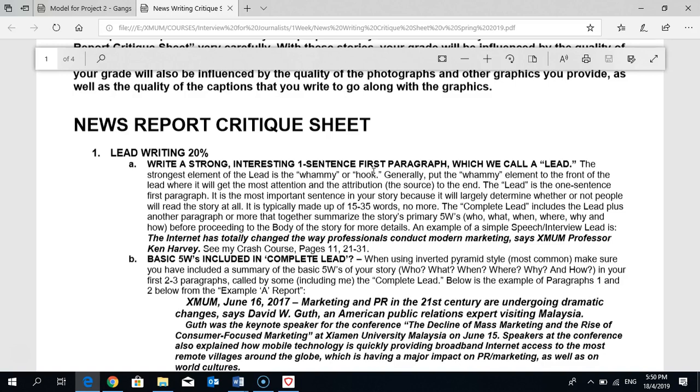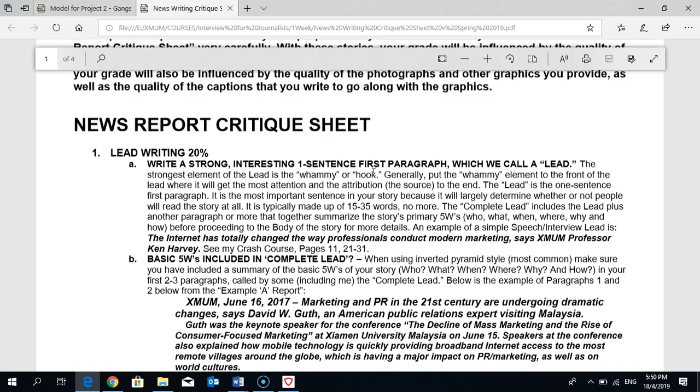So you'll see that I refer to the lead being 15 to 35 words, but then paragraph 1 and 2 together is a complete lead. Paragraph 1 and 2, and maybe even 3. In fact, I remember in the textbook that I took this idea from, he had an example, and I put one in my textbook as well.